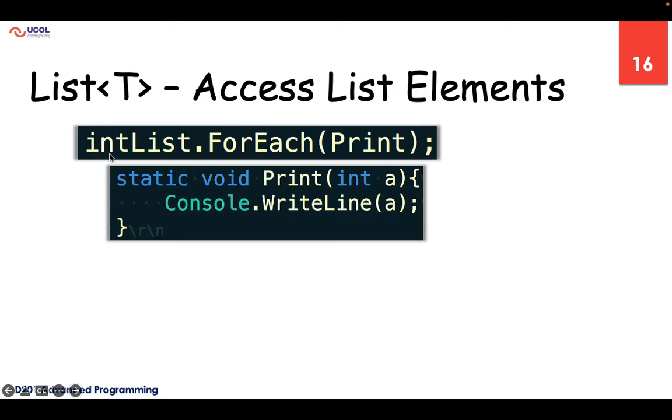Here we say intList.ForEach, and then Print is a method that we have, static void Print, which takes the integer value a. So automatically every element present in this list will be provided as an argument to that Print method, and then the Print method will print that specific thing on the console.